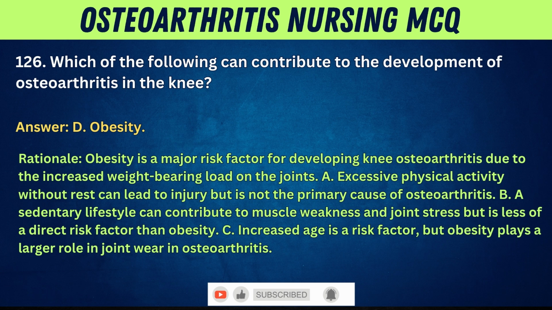A. Excessive physical activity without rest can lead to injury, but is not the primary cause of osteoarthritis. B. A sedentary lifestyle can contribute to muscle weakness and joint stress, but is less of a direct risk factor than obesity. C. Increased age is a risk factor, but obesity plays a larger role in joint wear in osteoarthritis.